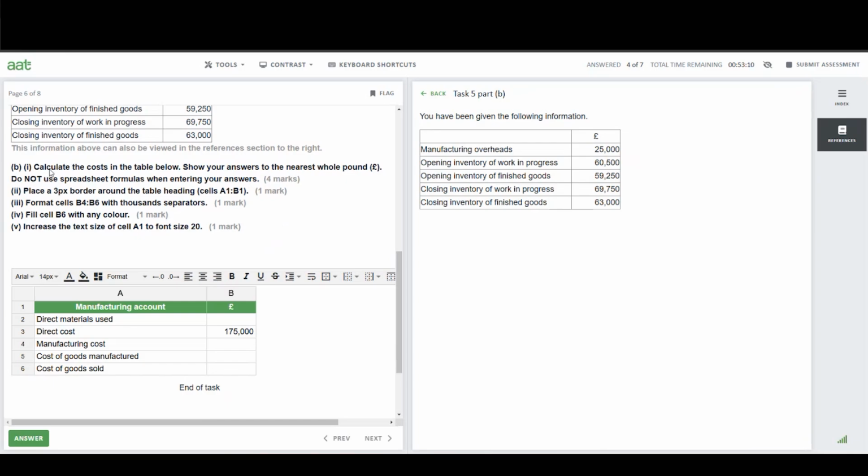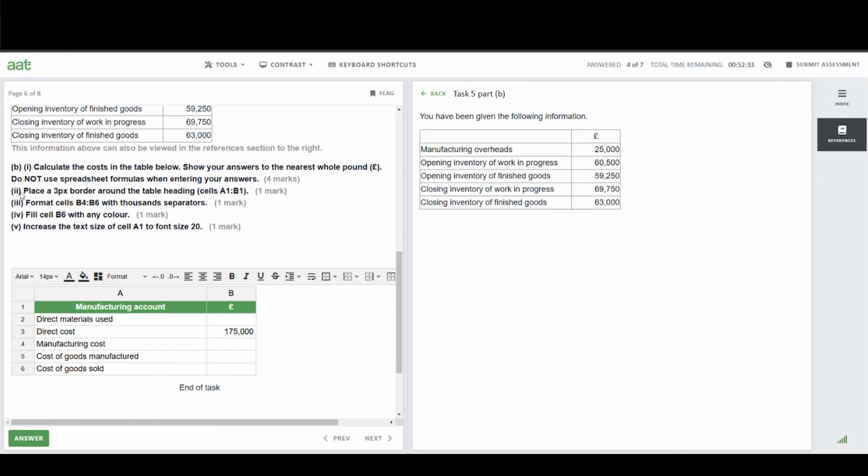What do we need to do with this information? Well, we're told in B1 to calculate the costs in the table below. Show your answers to the nearest whole pound. There we go, a different instruction now with regards to number formats. We're entering our figures to whole pounds now. We're told do not use spreadsheet formulas when entering your answers. So although this is set up to look like a spreadsheet, we're not entering any formulas here. We're doing the calculations on our calculator and entering figures into this spreadsheet.